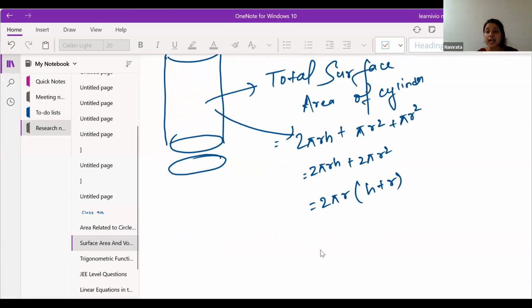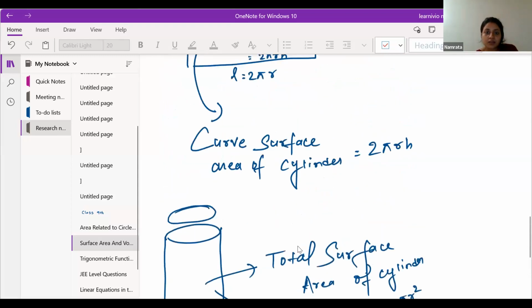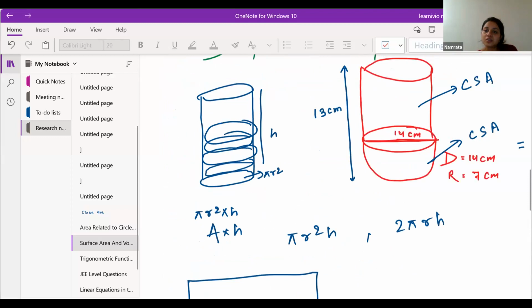But from where exactly did it come? From here it came: total surface area means curved surface, then the top part and the bottom one also. Getting it? Let's continue with our question.